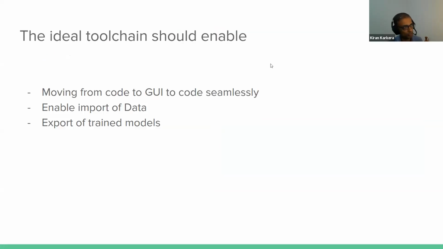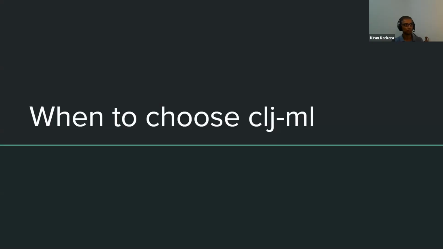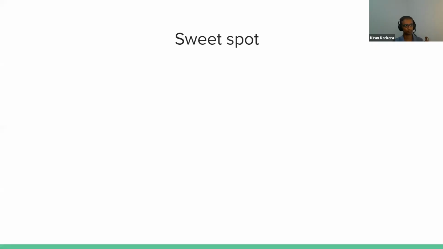So what I feel is the ideal tool chain should enable anybody to switch from code to GUI to code seamlessly. And some of the functionality that you need is importing of data and exporting of trained models. So having said that, let's look at where I found clj-ml to be useful, and how I've worked with that in projects where I had to do machine learning.